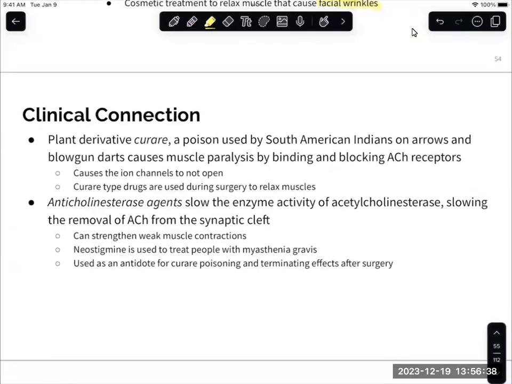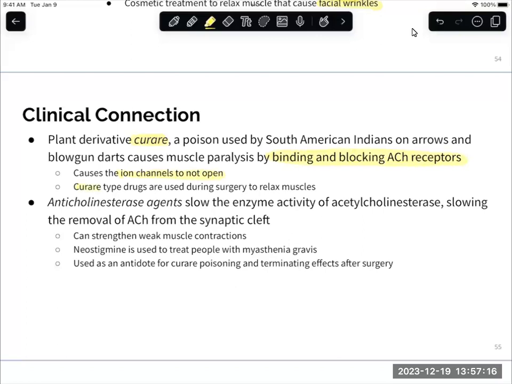Another one, curare. This is another plant derivative. South American Indians used to use curare on their blow darts to paralyze the muscles of animals to help them catch their prey, because it blocks the binding at the acetylcholine receptors. So those ion channels that allow sodium into that muscle cell cannot open.